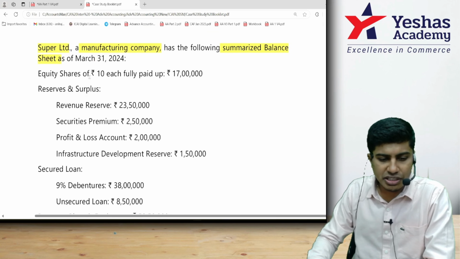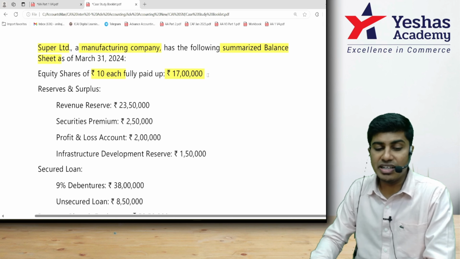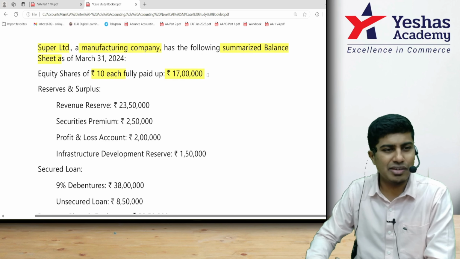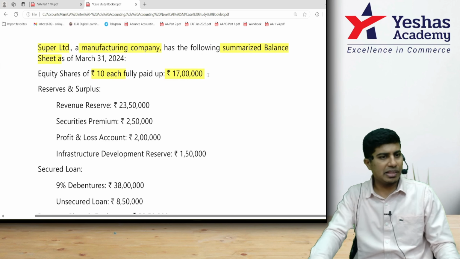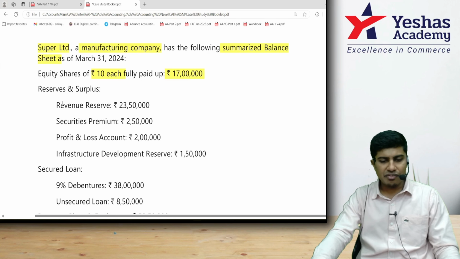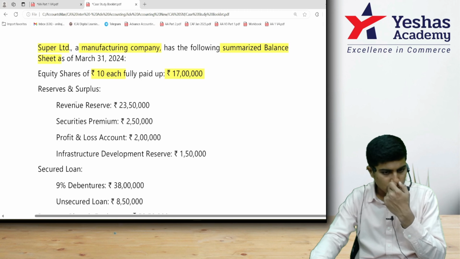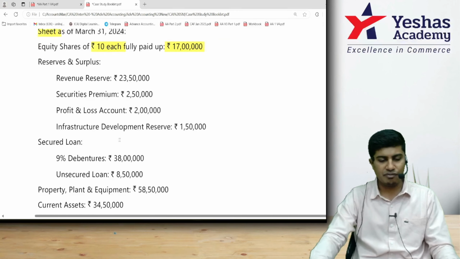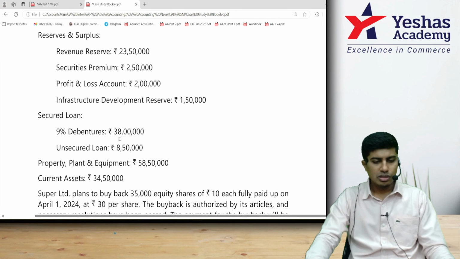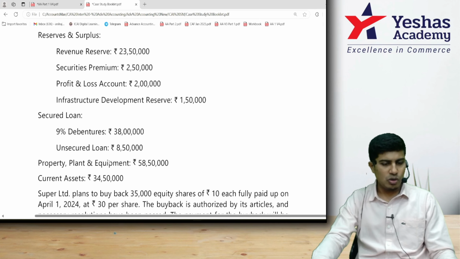They've given equity shares of rupees 10 each amounting to rupees 17 lakh. If you divide 17 lakh by 10, you will get 1,70,000 shares. That is the capital that's there in the company. The company has revenue reserves of 23 lakh 50, security premium of 2 lakh 50, P&L of 2 lakh and infrastructure development reserve of 1 lakh 50. They do have two loans and then they've given asset and current asset value also.